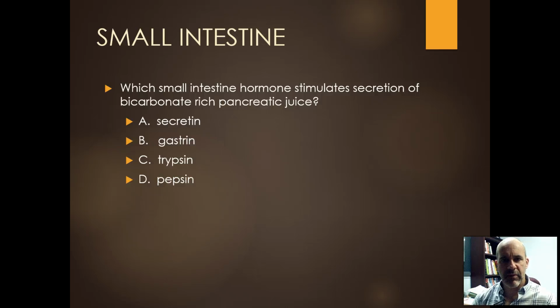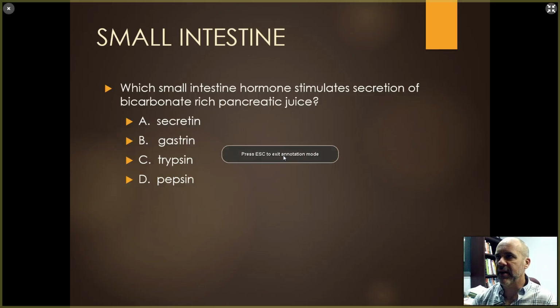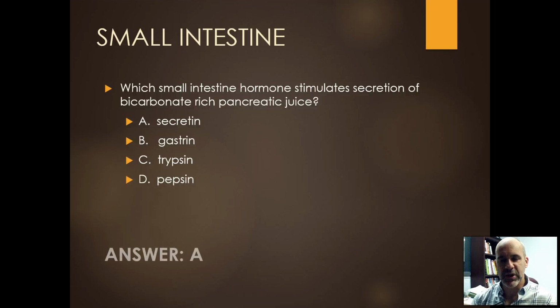All right, go back and review what we discussed about the small intestine hormones, the endocrine hormones of the digestive system. Which small intestine hormone stimulates secretion of bicarbonate-rich pancreatic juice? Hopefully you are picking secretin. Secretin is a hormone produced by the small intestine, and its major function is that it gets into the blood, but its target cells are actually within the pancreas. So it stimulates cells within the pancreas to secrete their bicarbonate-rich pancreatic juice.